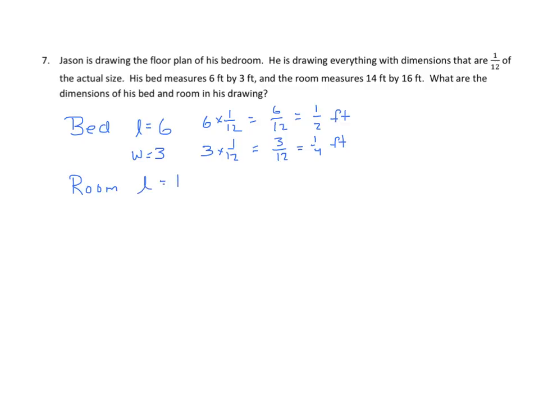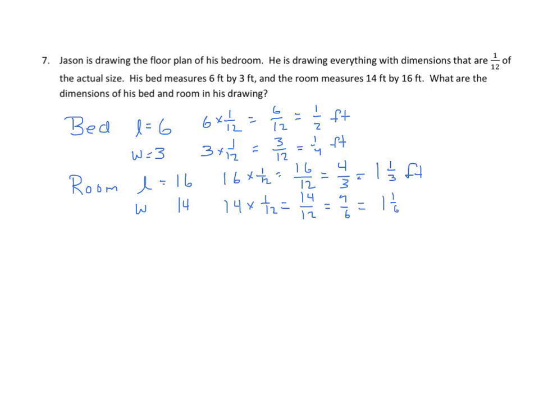Our length is 16, and our width is 14, and that's feet. We'll multiply 16 times 1/12, and we get 16/12. And we can simplify that, right? They're both divisible by 4, so I get 4/3. And now I can change that to a mixed number, 1 1/3 feet. And here we have 14 times 1/12 equals 14/12. And we again can simplify that because both the numerator and the denominator are divisible by 2. So I get 7/6. And my mixed number will be 1 1/6. And again, that's feet.